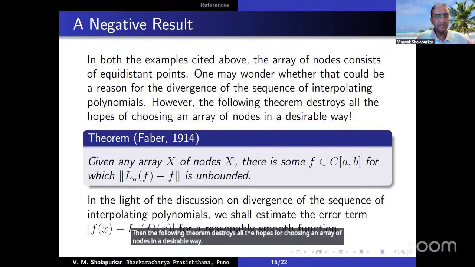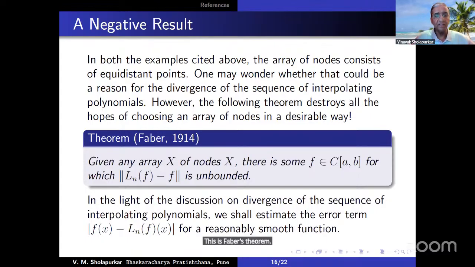This is Faber's theorem, which says that given any array of nodes, there is a continuous function. So if nodes are chosen first, then there is no hope. You can find a function such that this will be unbounded. Okay. In the light of the discussion, this is a negative result, and we don't want to stop on a negative note. So I am definitely going to give a positive result now.